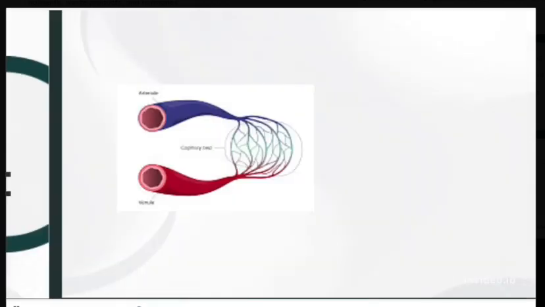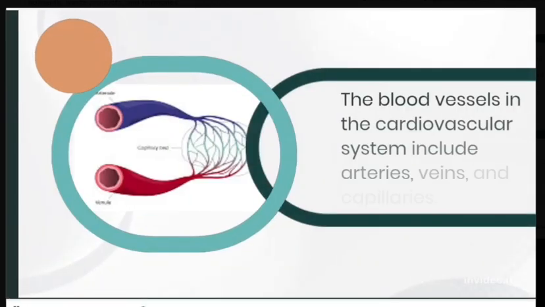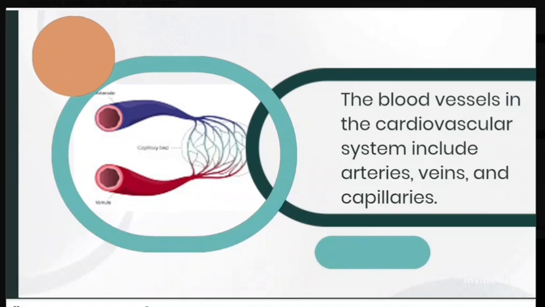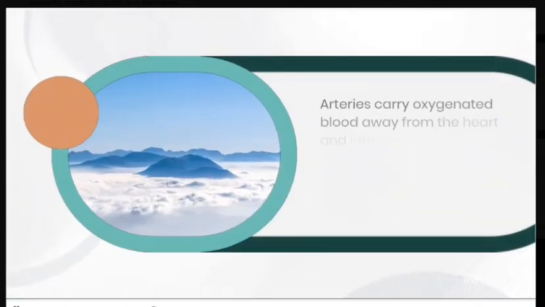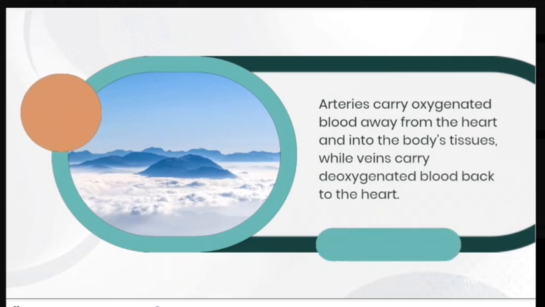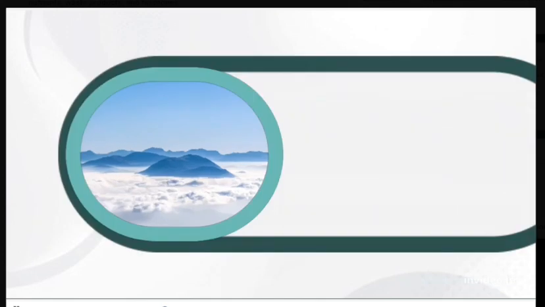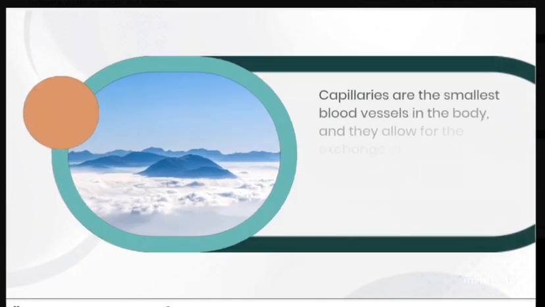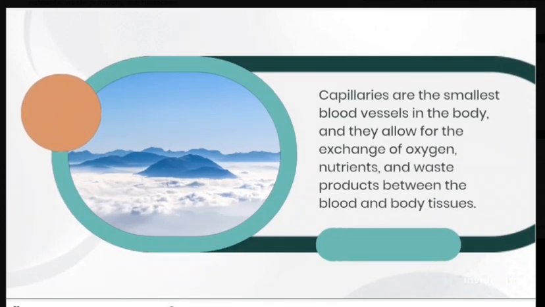Blood vessels. The blood vessels in the cardiovascular system include arteries, veins, and capillaries. Arteries carry oxygenated blood away from the heart and into the body's tissues, while veins carry deoxygenated blood back to the heart. Capillaries are the smallest blood vessels in the body, and they allow for the exchange of oxygen, nutrients, and waste products between the blood and body tissues.